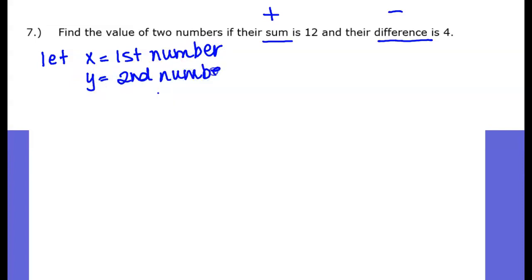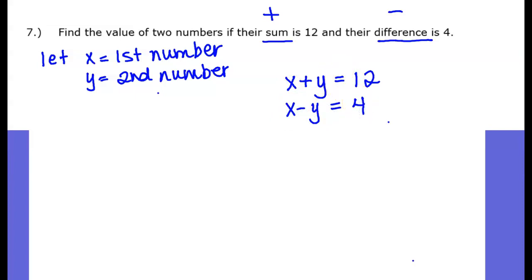When you have two different variables, you need to have two different equations in order to solve them. So you know that in your mind, you've got to come up with two equations from this word problem. If their sum is 12, I know that if I take my first number and my second number and add them together, I'm going to get 12. There's my first equation. The second says the difference is going to be 4. So if I take my first number and subtract my second number, I'm going to get 4.